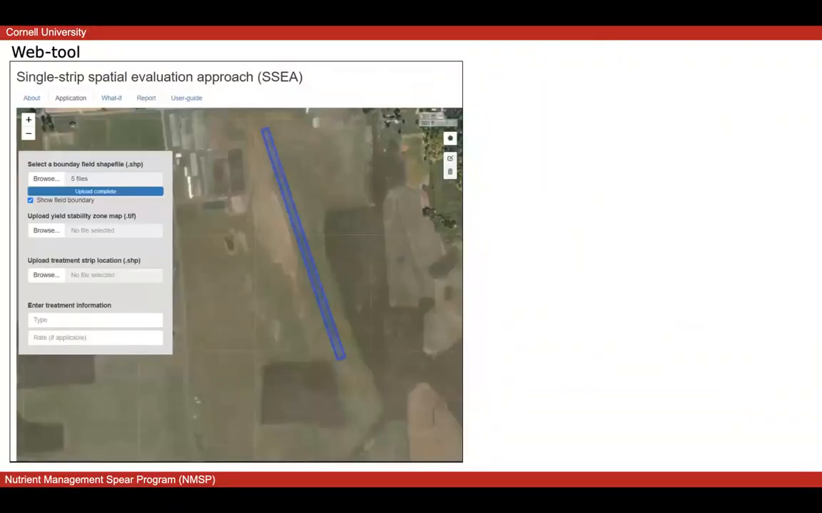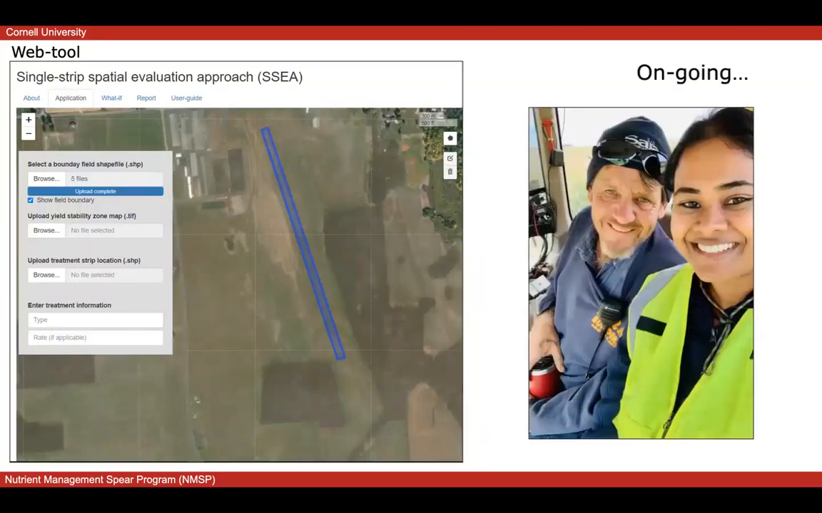We are also in the process of developing a tool that can automate this whole process and can be made available for farmers and farm consultants. So this is ongoing work.